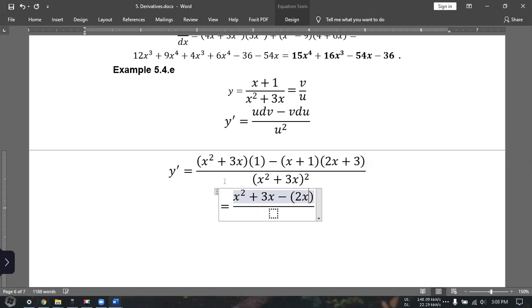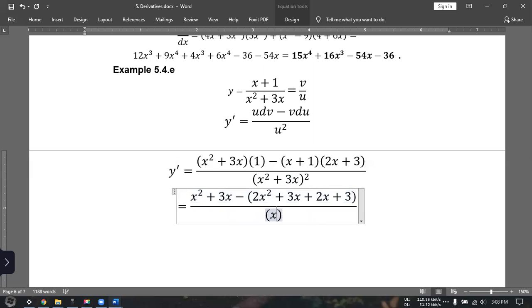So this is 2x squared, the first terms. We have the outer terms, the inner terms, and then the last terms. Here, we won't be expanding the denominator anymore; I'll be considering it as is. Let's simplify our numerator.